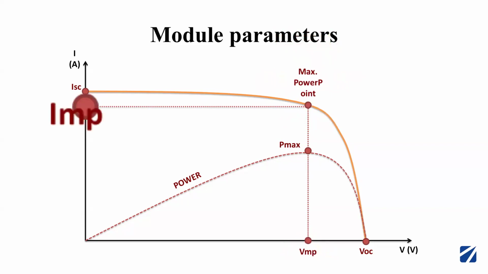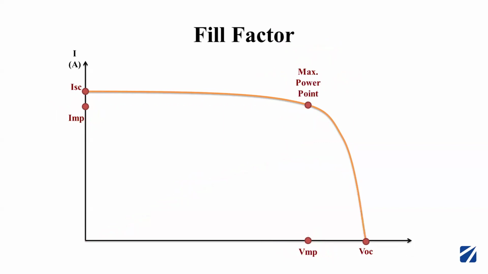This is the maximum power point, and these are the voltages and currents at the maximum power point. Now we will see what the fill factor is. Fill factor: VOC into ISC is area 1.